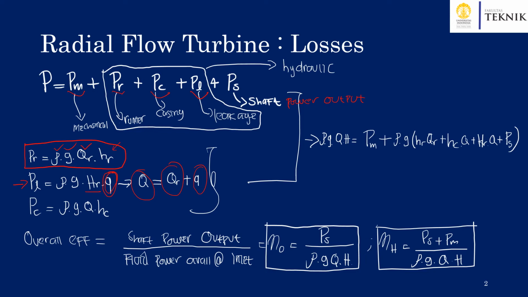So this is the head loss, and this is the total head across the runner. The last part of the losses is the casing power loss. That is mainly due to the friction and flow separation inside the casing and also in the draft tube. So the casing power loss, or PC, is a function of density, gravity, total flow rate, and HC, that is the head loss at the casing.